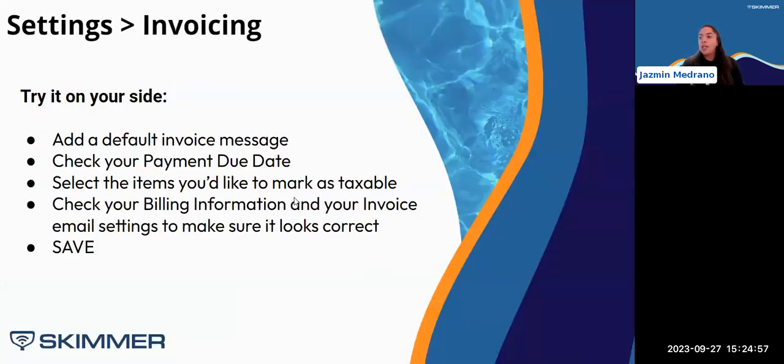All right, so I'm going to have you guys try that on your side. We're going to go into settings and invoicing. You can go ahead and add a default message, check your payment due dates, select the items that you'd like to mark as taxable. So here you'll be able to see if you want to mark your service, your chemicals, your products as taxable, check your billing information on your invoice, and don't forget to click save at the bottom of the page. So I'll give you guys 2 minutes. At 27 after the hour, we're going to move on.